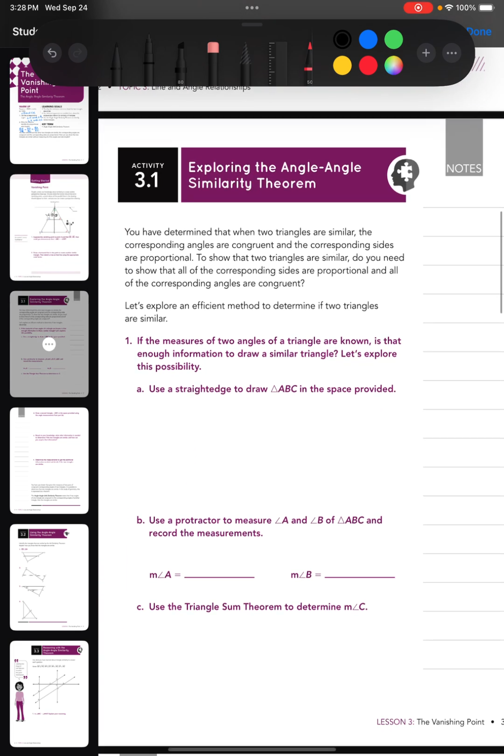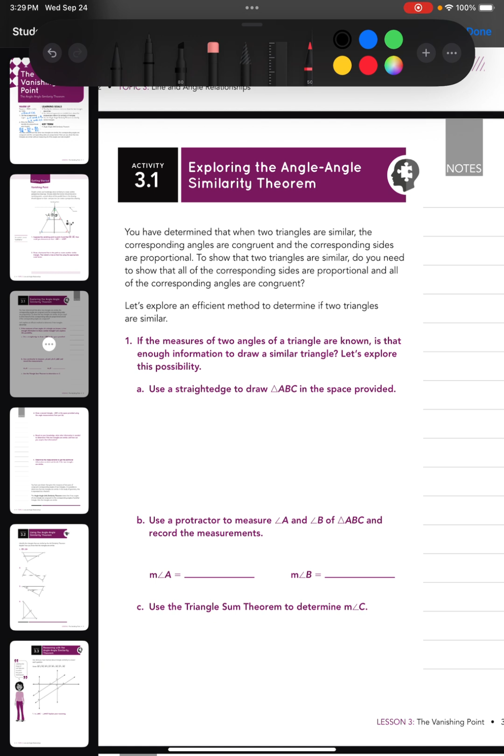All right, so moving on to activity 3.1. Now, it says use a protractor here. I'm going to just write some angles out so we can share it digitally. Can't really show you a protractor here on the screen. It says you have determined that when two triangles are similar, the corresponding angles are congruent and the corresponding sides are proportional. To show that two triangles are similar, you need to show that all the corresponding sides are proportional and all the corresponding angles are congruent. So we're going to explore an efficient method to determine if two triangles are similar. So if the measure of two angles of a triangle are known, is it enough information to draw a similar triangle? So we're going to look at this possibility.